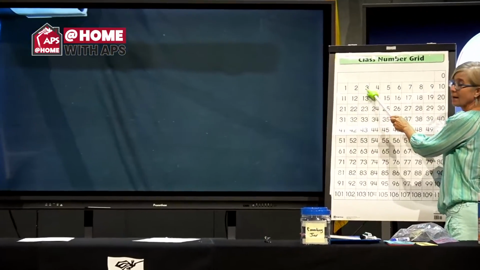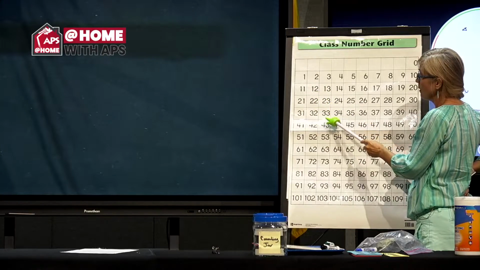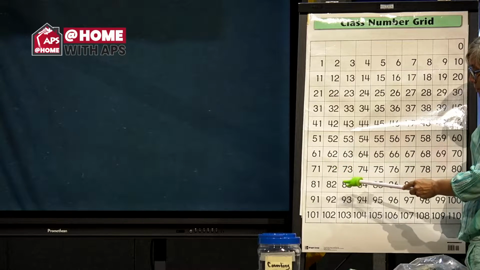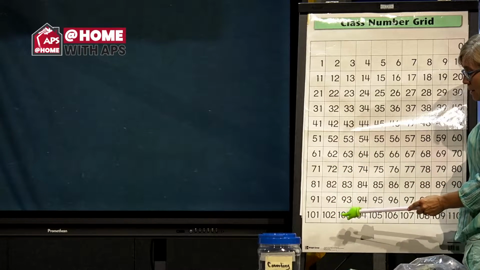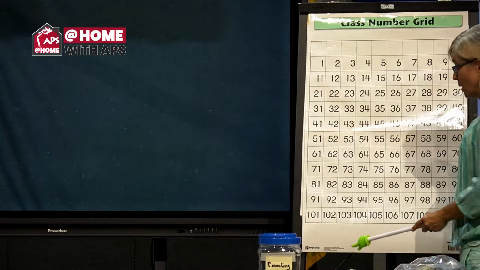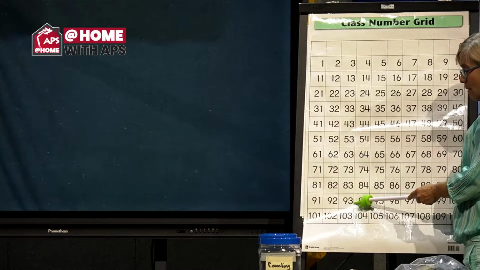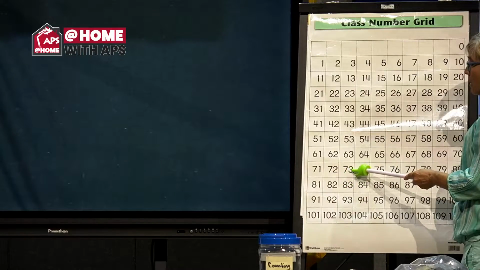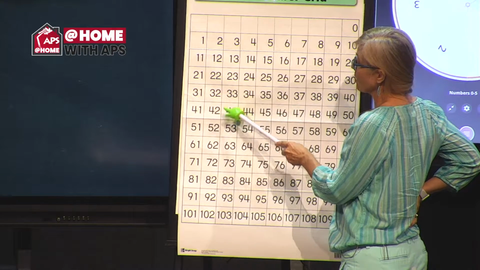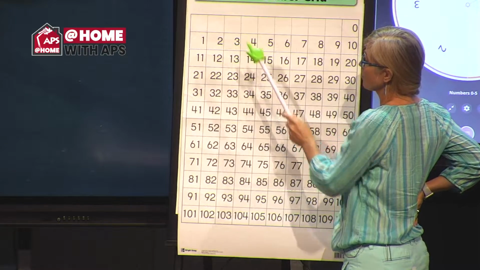Let's start at 3 and count by tens. 3, 13, 23, 33, 43, 53, 63, 73, 83, 93, and then 103, right? When we get past the 90s, then we get to the hundreds, 103. Let's go backwards. 103, 93, 83, 73, 63, 53, 43, 33, 23, 13, 3.